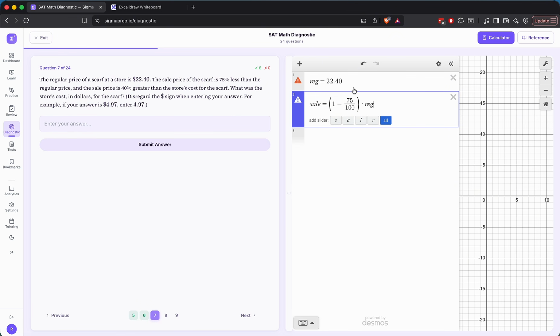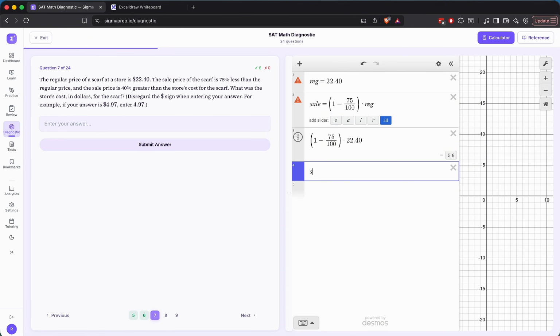And what do I know from the first sentence? I know the regular. So I can now calculate the sale price for this. If I do 1 minus 75 over 100 times the 22.40, this is my sale price. So now I know my sale price is 5.6. I keep reading, and this second sentence gives me another equation.